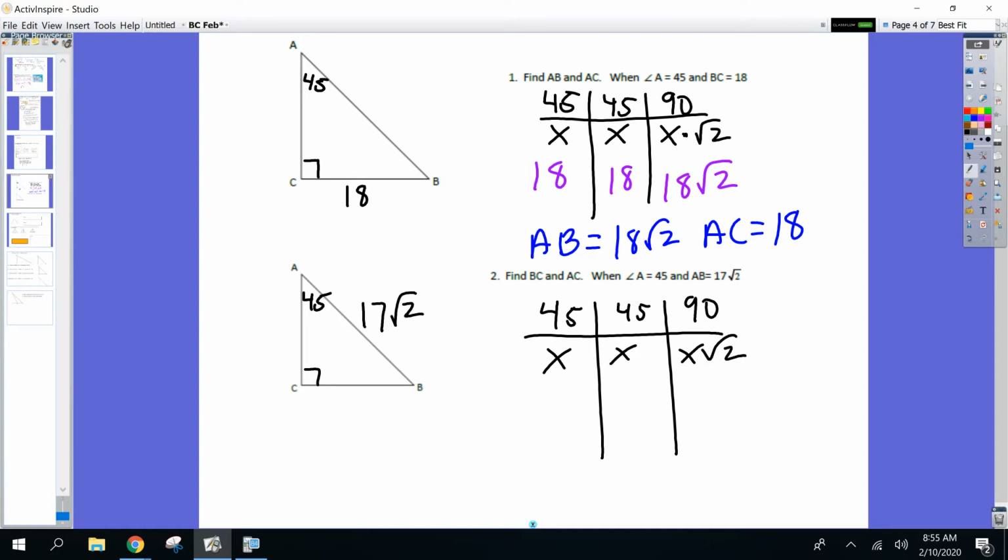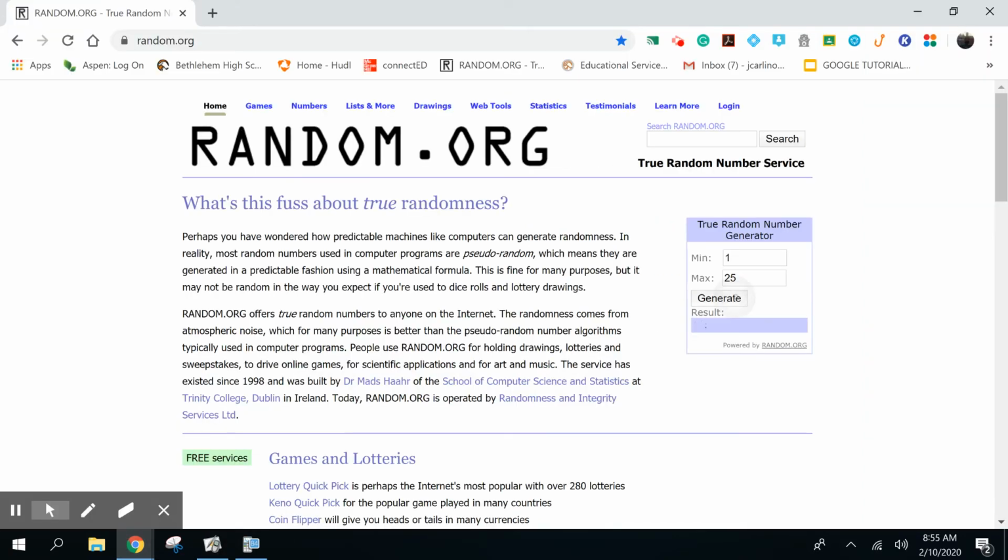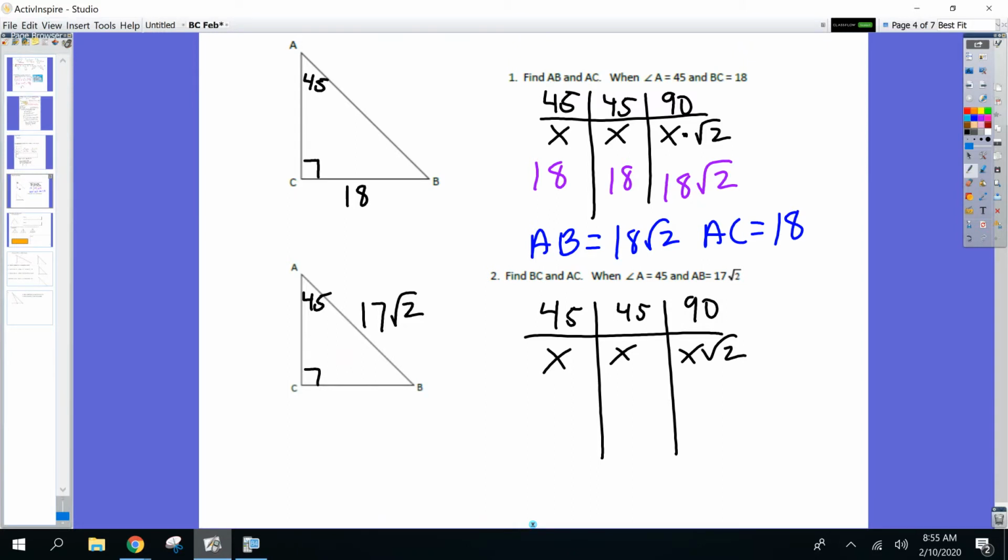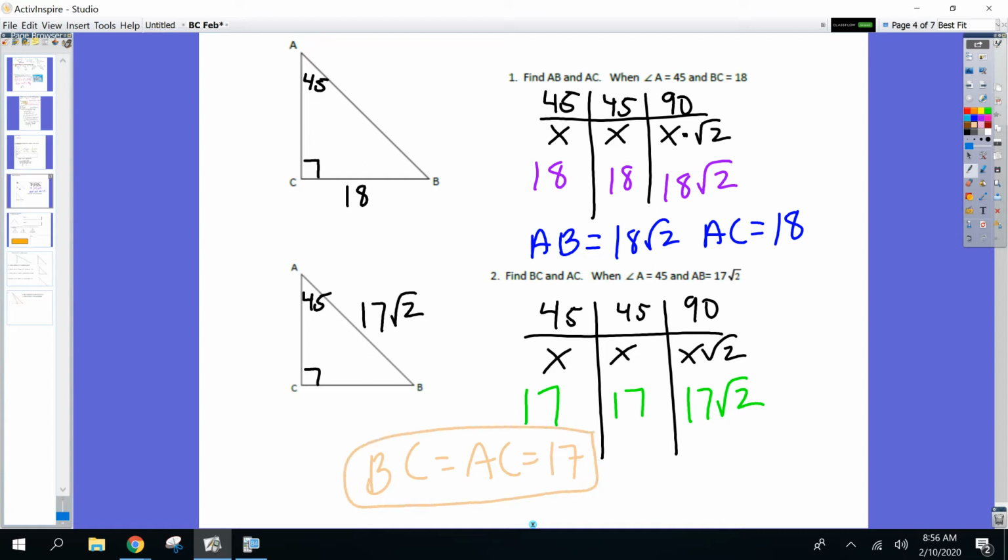What side did I give you? 17 radical 2 is across from what angle? Yep, so I'm going to put it right here in my chart. 17 radical 2. Which means, look, x radical 2, 17 radical 2. Guys, what's the value of x here? 17. Value of x is 17. So across from those other 45s are going to be 17.